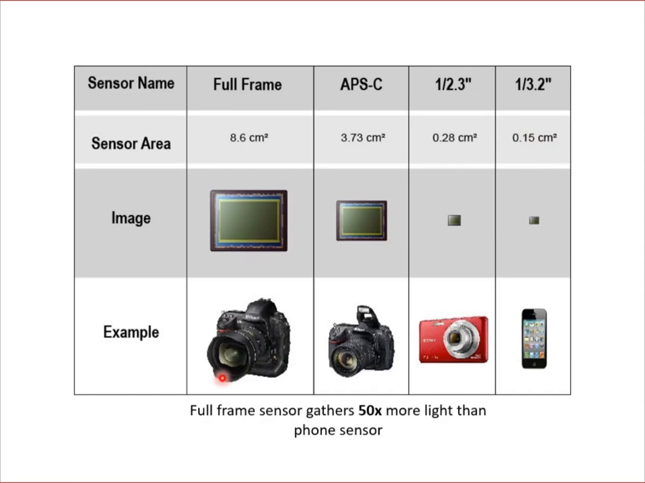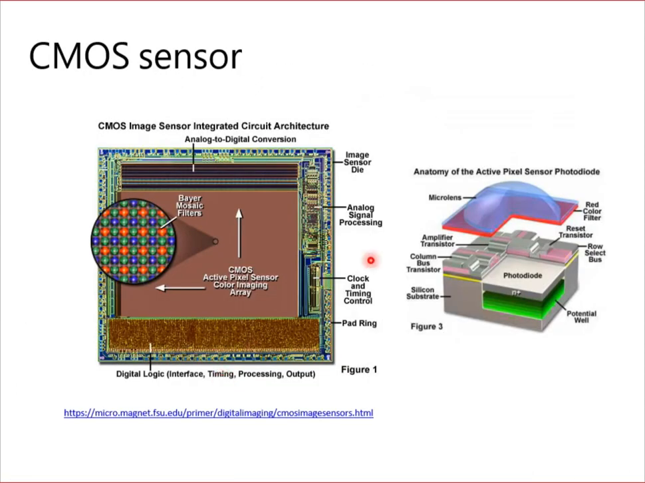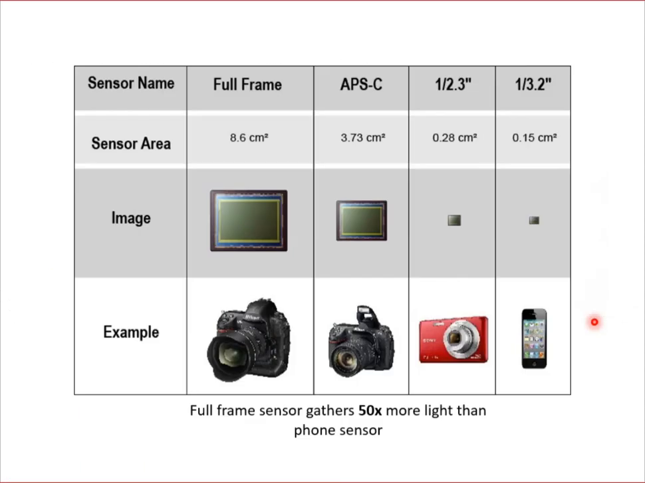Okay, it's easy to understand. With a large sensor, you can have a large potential well, and you can collect more light input to the sensor. Then you can easily get a very clear image with very little noise.